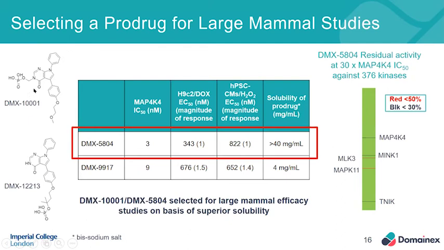As we've removed the hinge binding units, this compound essentially has no kinase activity, and the parent molecule DMX-5884 is a highly selective MAP4K4 inhibitor. So in a panel of 376 kinases, it only really inhibits MINK1 and TNIK to similar activity, and these two kinases have 90% homology to MAP4K4. There are a small number of other kinases which are inhibited with approximately a 30-fold window.